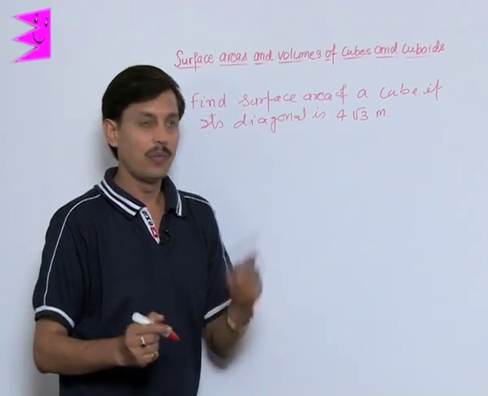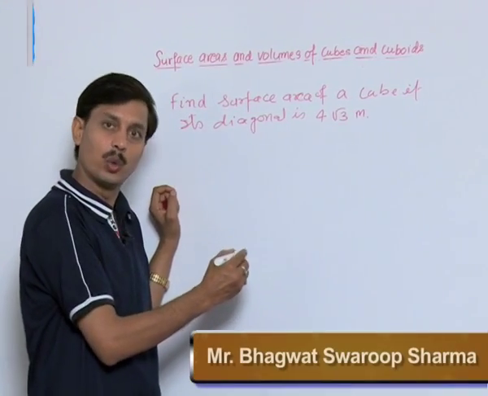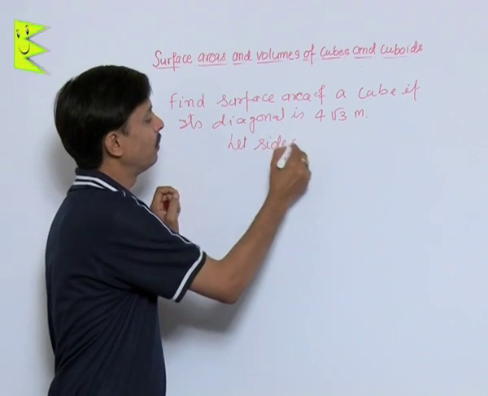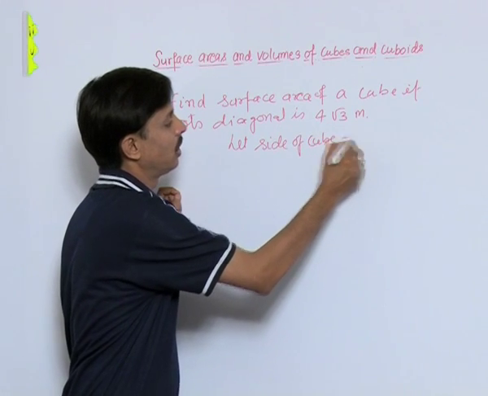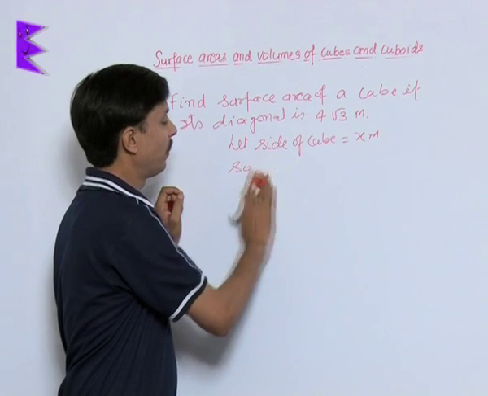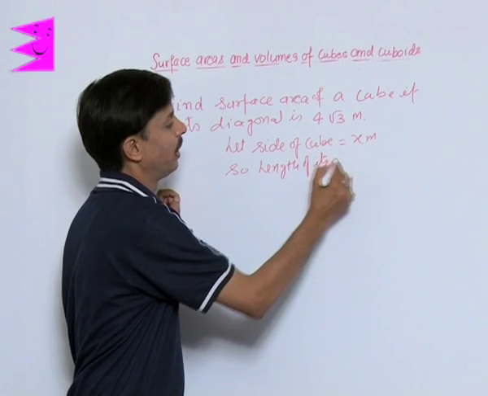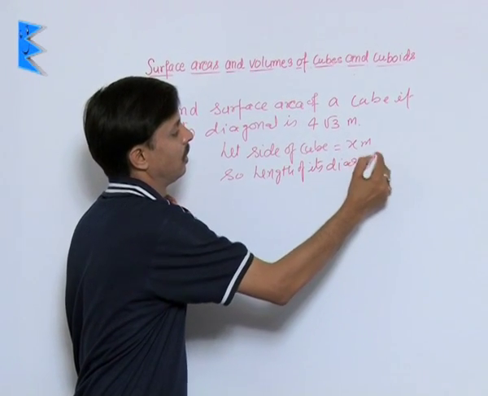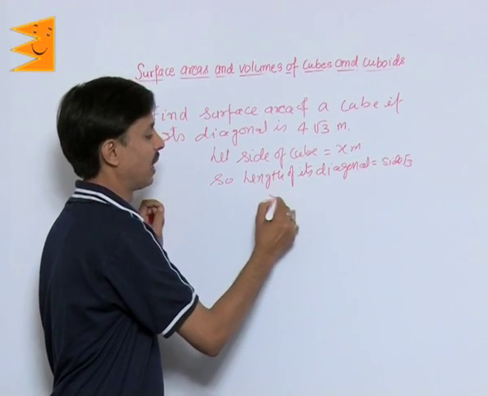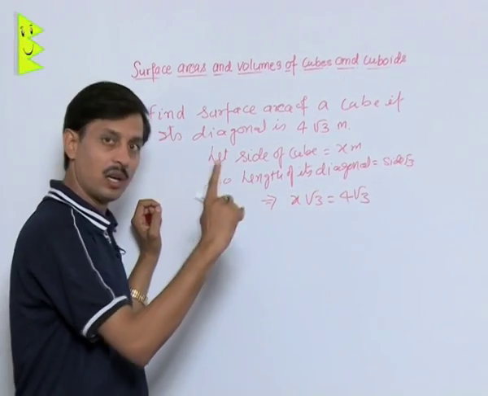In fact, the formula for calculating the length of the diagonal of a cube is side into root 3. Let the side of the cube be x meters. So the length of its diagonal is side into root 3. This implies x root 3 is equal to 4 root 3 as per the question.